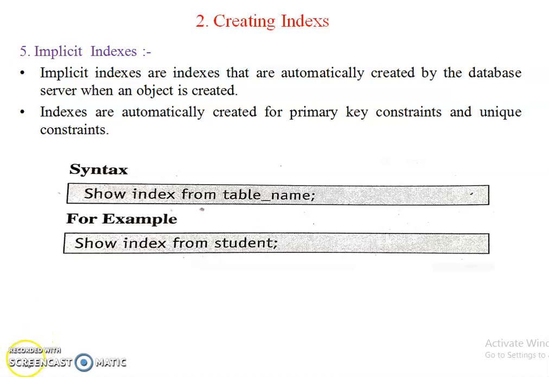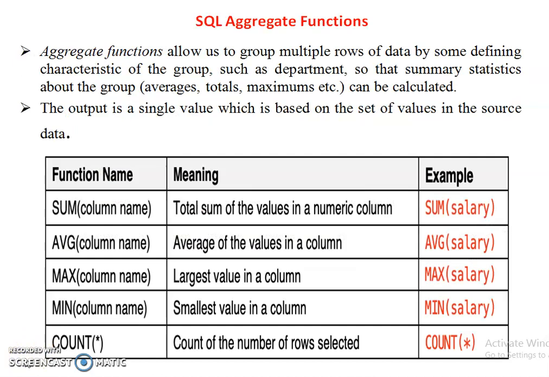Now we discuss the SQL aggregate functions. An aggregate function performs a calculation on a set of values and returns a single value. Usually these functions ignore null values. Always remember, these functions ignore null values, except for the count function. There are different types of aggregate functions such as sum, average, maximum, minimum and count. Now we will discuss them one by one.